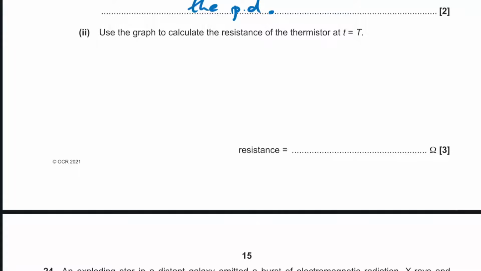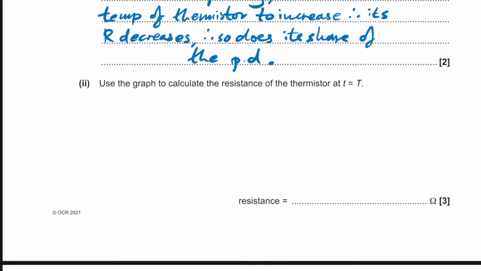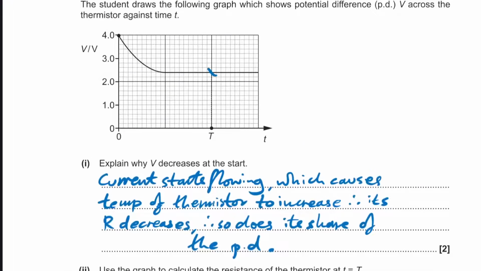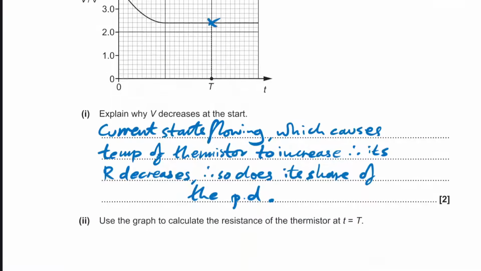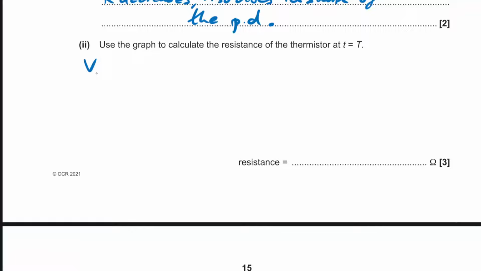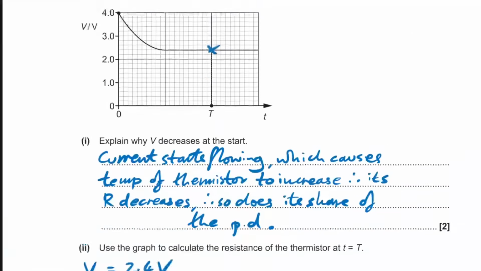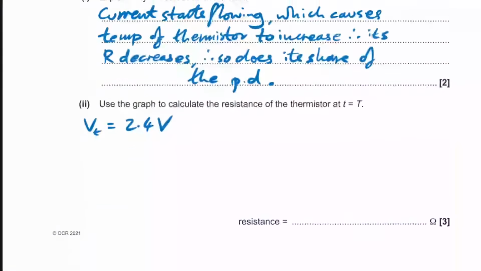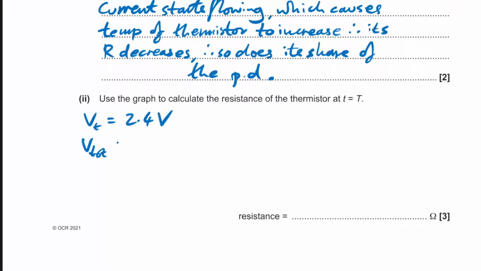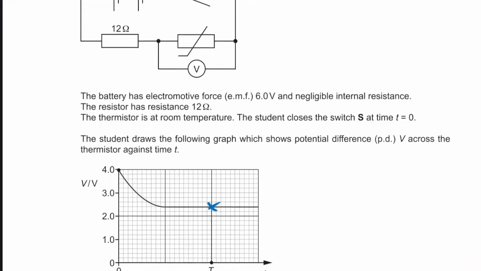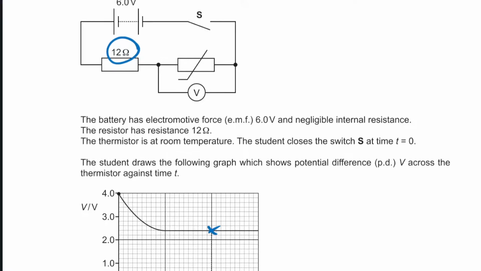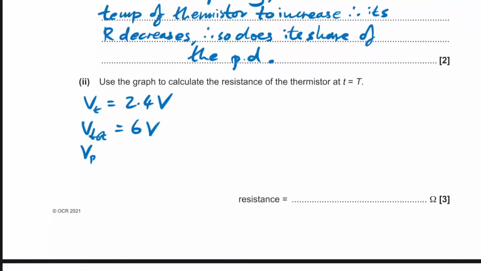Use the graph to calculate the resistance of the thermistor at time t. So the V of the thermistor is 2.4 volts. And we know that it's 6 volts altogether. So V total is 6 volts. We need to deal with the resistance, don't we? So V of the resistor is therefore going to be 3.6 volts because, of course, it has to be mopping up the rest of that 6 volts.